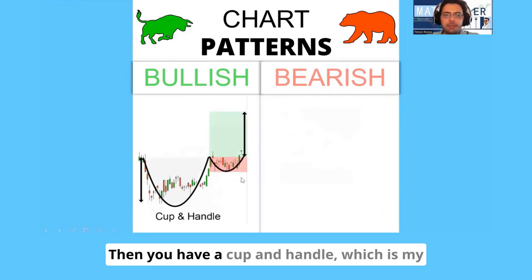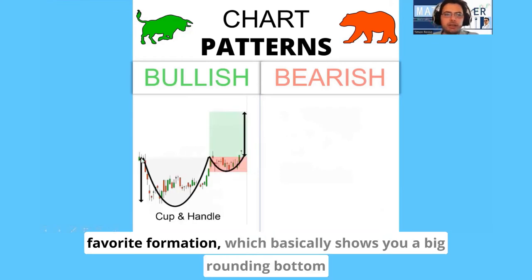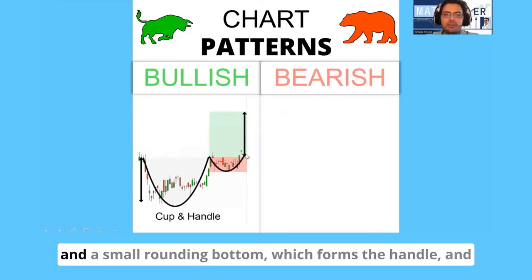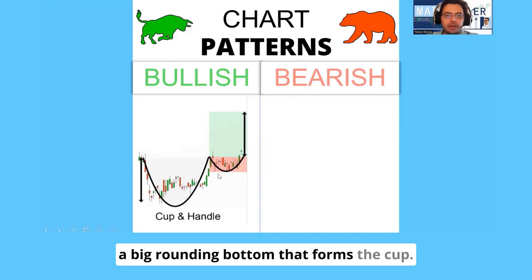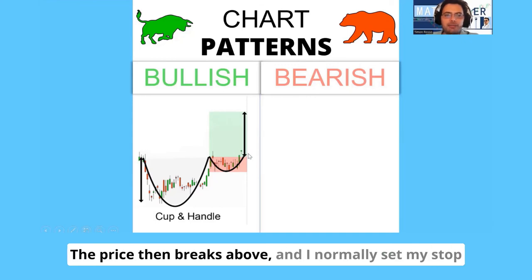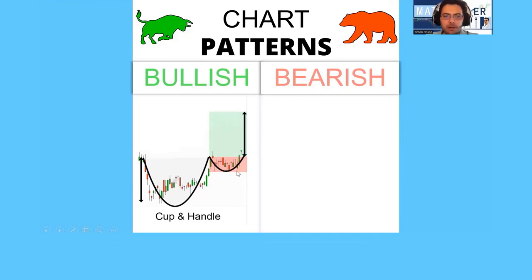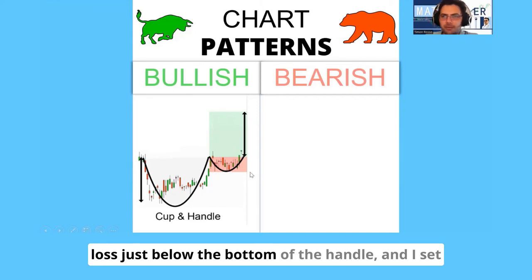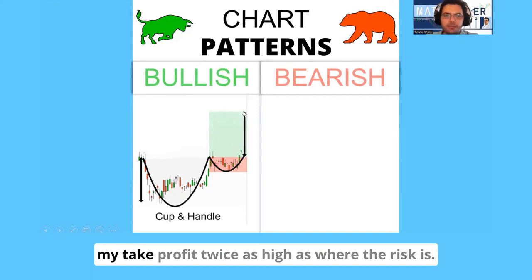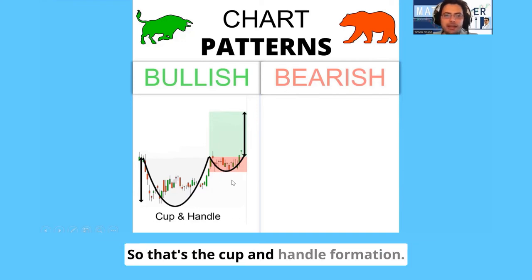Then you have a cup and handle, which is my favorite formation, which basically shows you a big rounding bottom and a small rounding bottom, which forms the handle, and a big rounding bottom that forms the cup. The price then breaks above, and I normally set my stop loss just below the bottom of the handle, and I set my take profit twice as high as where the risk is. So that's the cup and handle formation.